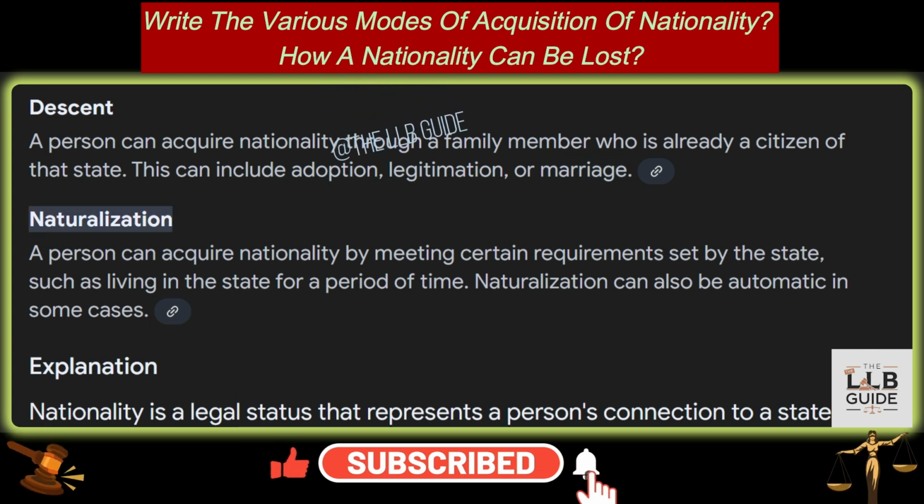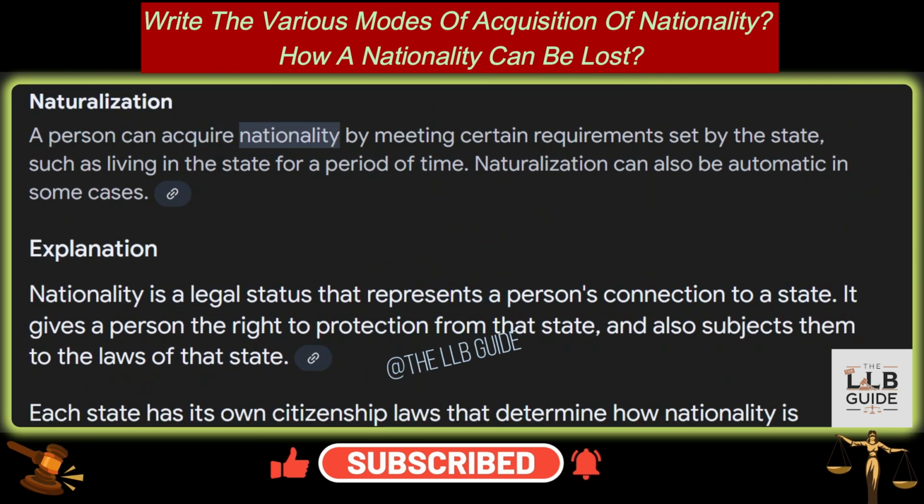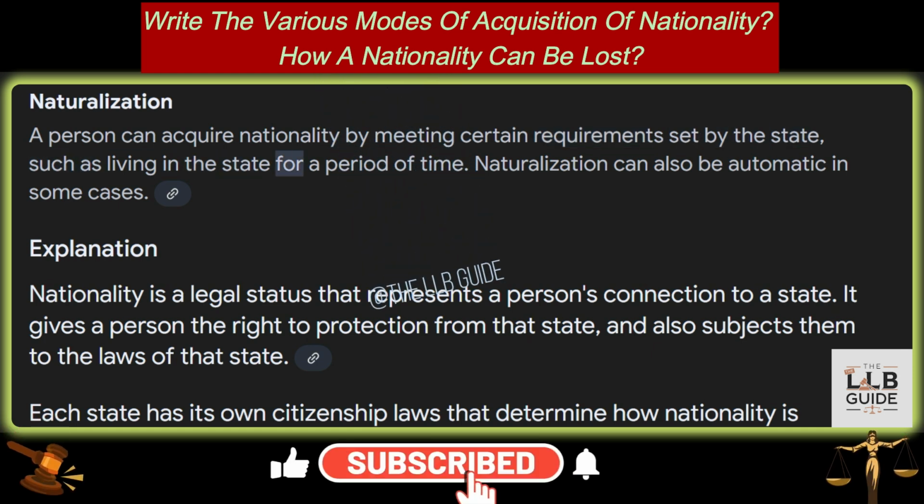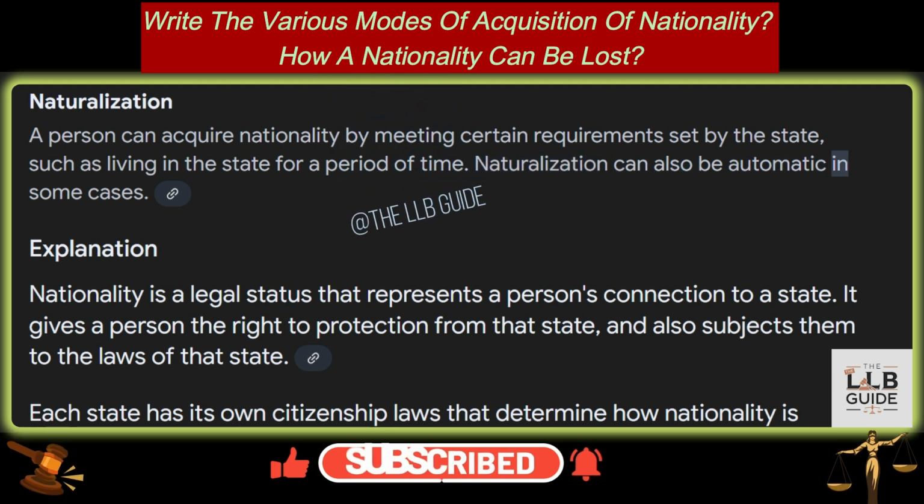And 3. Naturalization. A person can acquire nationality by meeting certain requirements set by the state, such as living in the state for a period of time. Naturalization can also be automatic in some cases.